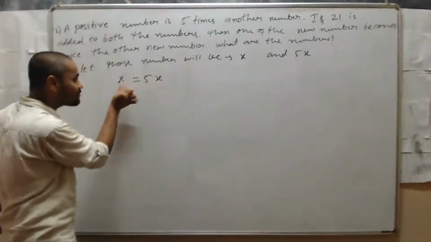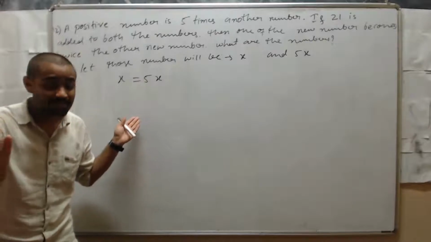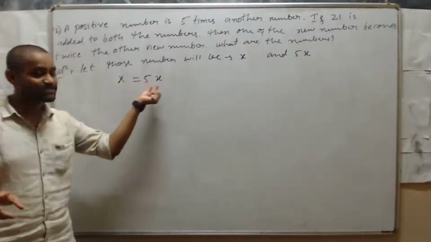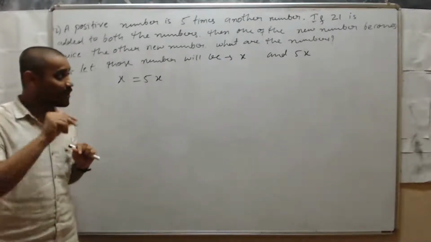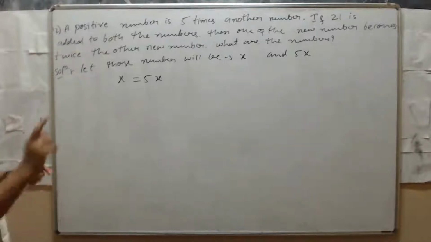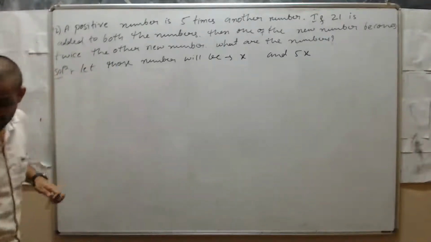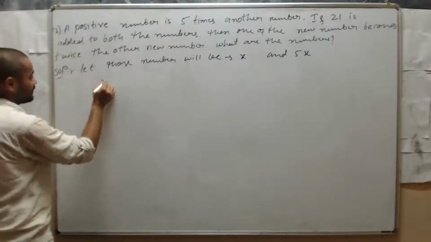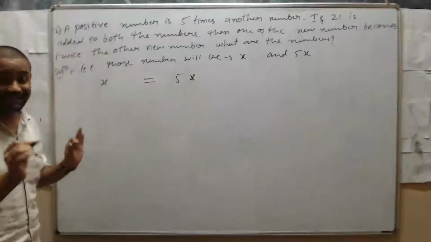5 times the other number. Other number is same number. Is it, students? How many numbers are here? That is x as well as 5x. Other number. Is it clear? Okay. Move to the next. That is, if 21 is added to both. See here, x is equal to 5x. Again, I will write here. X is equal to 5x. That result will be easy.